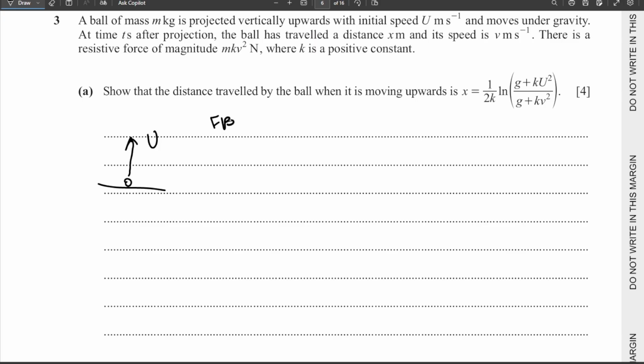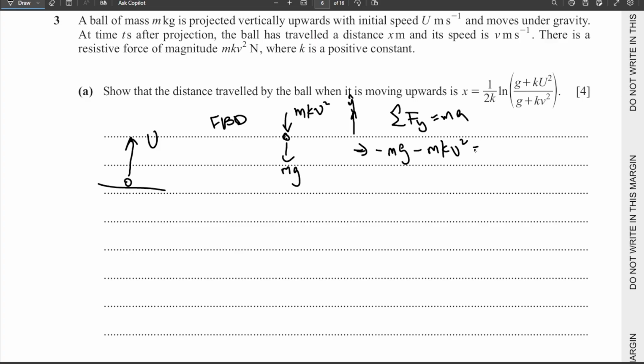In the free body diagram, we're going to have the ball, and we have the weight mg, and we also have the resistive force mkv squared. If we take upwards as the positive y, then these two are negative, and there will be a resultant force because it is not balanced and it will accelerate downwards. So there will be a negative mg, negative mkv squared. This is the sum of forces in y equals ma. Okay, so negative mg, negative mkv squared equals ma.